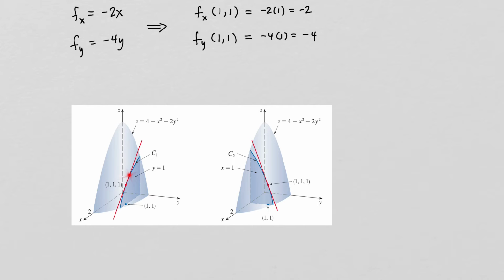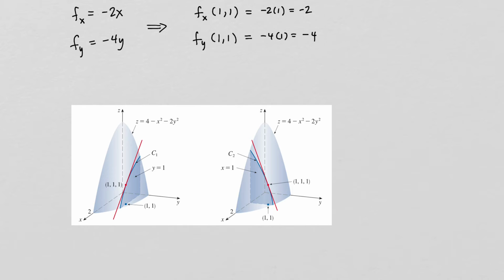If we find a vertical plane that intersects that point and is parallel to the x-axis, the slope of the tangent line there on that plane is equal to negative 2. That's what the partial derivative with respect to x is measuring.